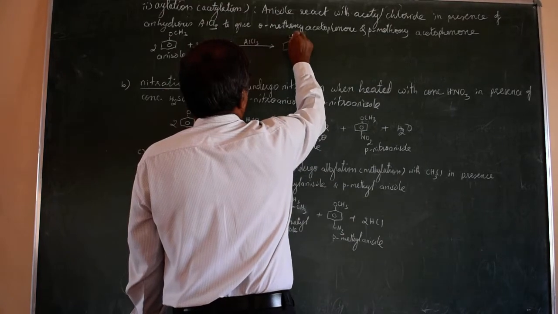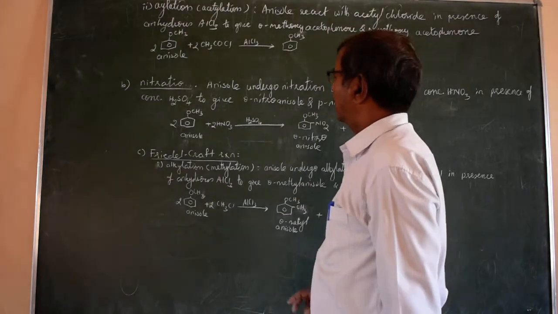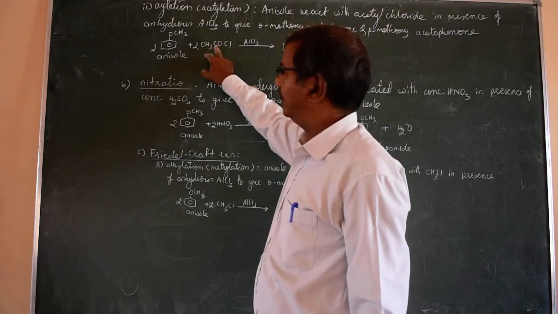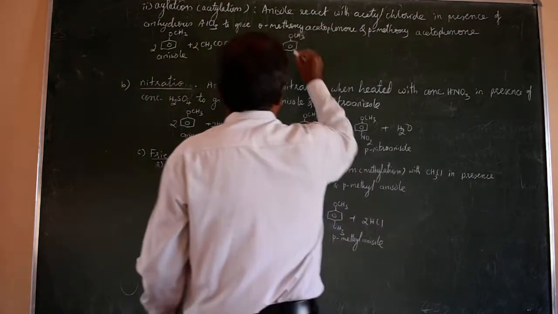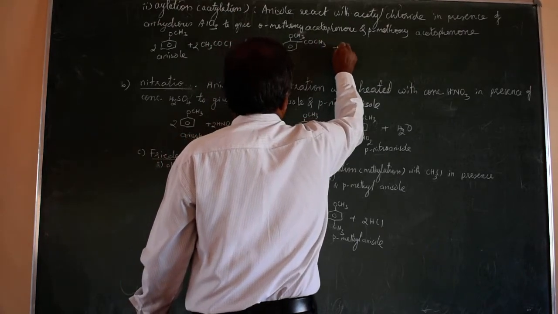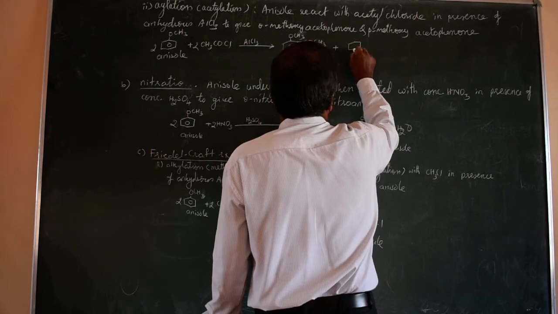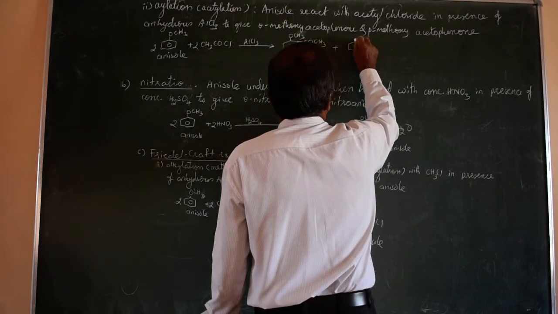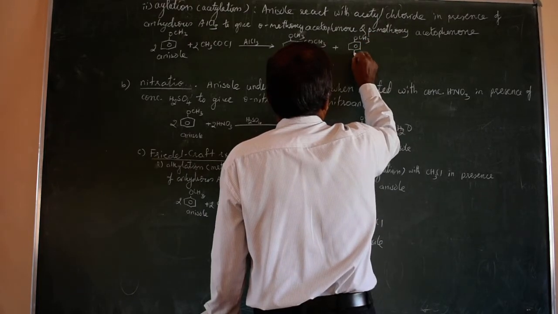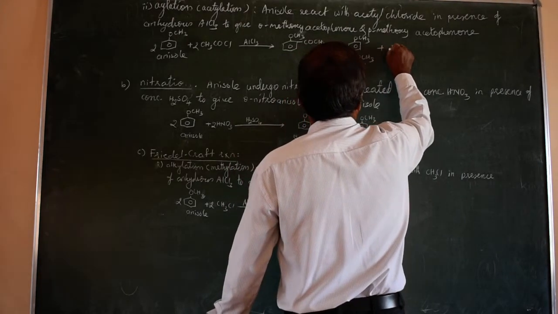OCH3, as we know, the acyl group is RCO. The acetyl group is CH3CO, where R is CH3. The product is OCH3 with COCH3, and one more is OCH3 then COCH3.